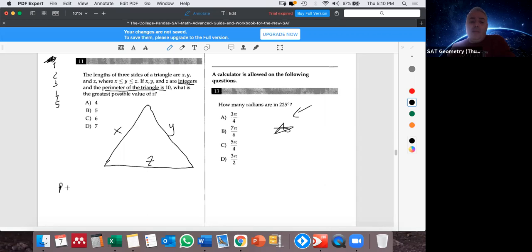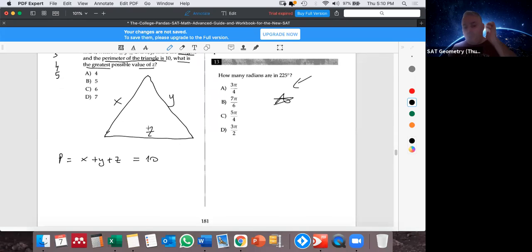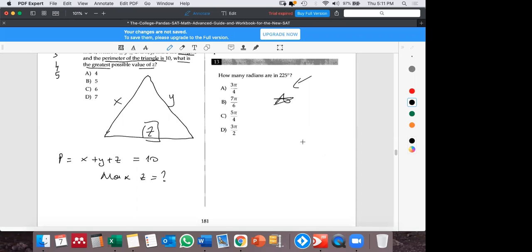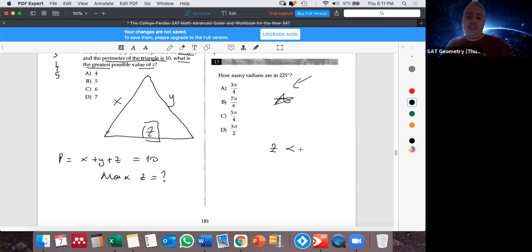Perimeter means X plus Y plus Z, which is 10. What is the greatest possible value of Z? What could be the maximum Z? Understand the question? Just use this rule: Z is less than X plus Y, greater than Y minus X.